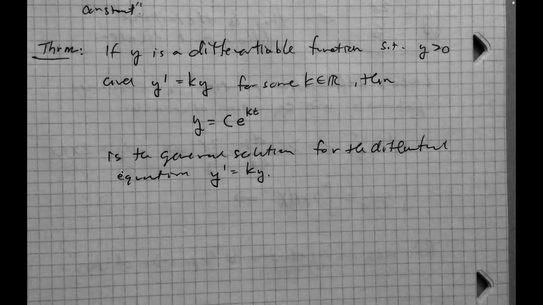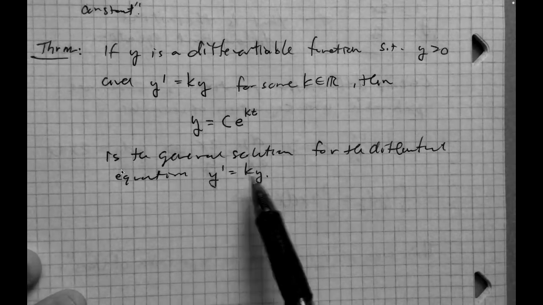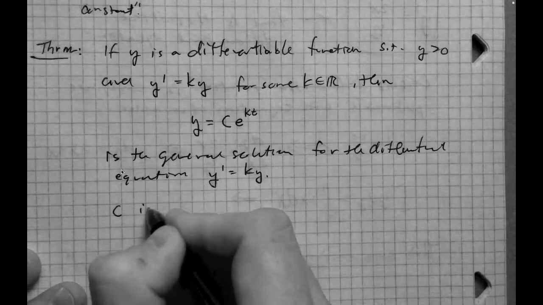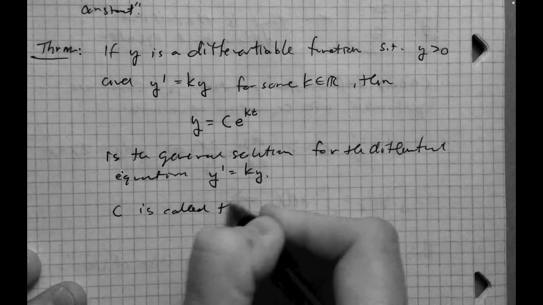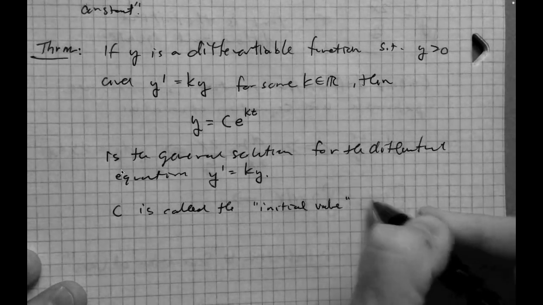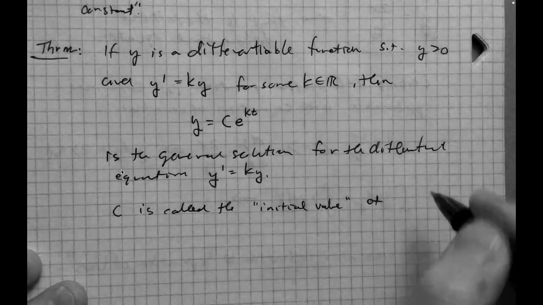And as we said above, k is the proportionality constant. Now c in this case is called the initial value of the equation.